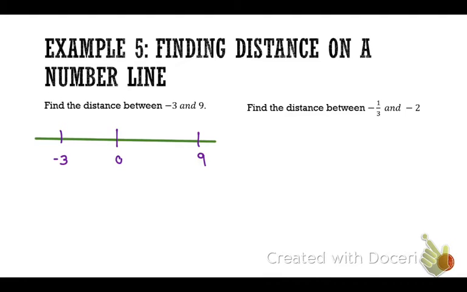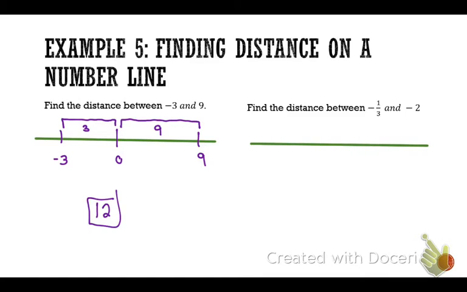Opposite sides. So let me ask you this. This is why we add them. How many units does it take you to get from -3 to 0? 3 units. How many to get from 0 to 9? 9. So that's why you add them. When they're on opposite sides of 0, you add their absolute values and you find the distance. Okay? All right. So now let's look at the next one.